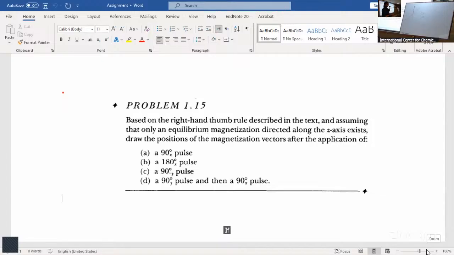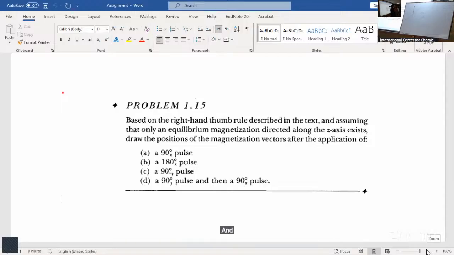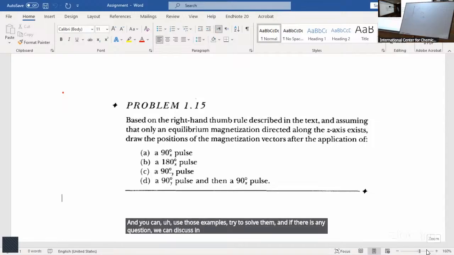If there is any question you can ask. Otherwise, we will share some examples with you. We can email that to you and you can use those examples, try to solve them. And if there is any question, we can discuss in the next class.